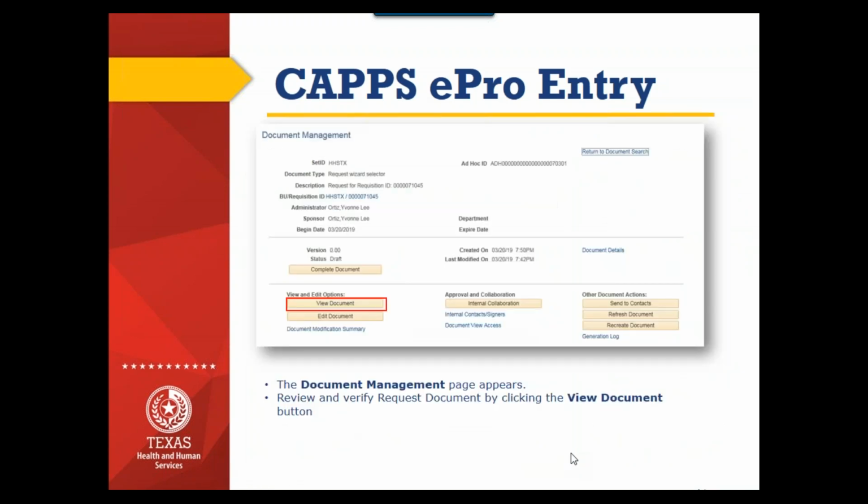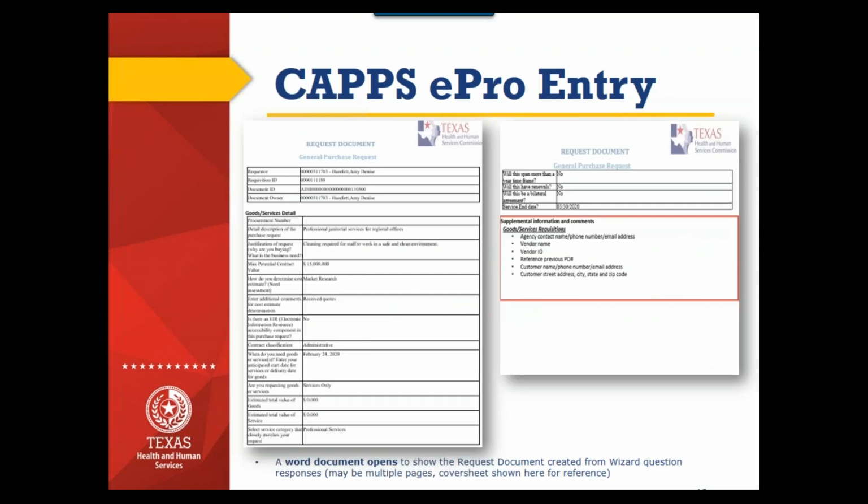main screen. So here is our document management screen. So after you've answered all those wizard questions, you can click the view document button to see what they look like, or you can click the edit document button. If you click the edit document button, it'll actually let you add some information to the supplemental information. So if I clicked one of those 2 buttons, this is what my request document would look like. So all of those wizard questions that I just answered turned into this request document right here.